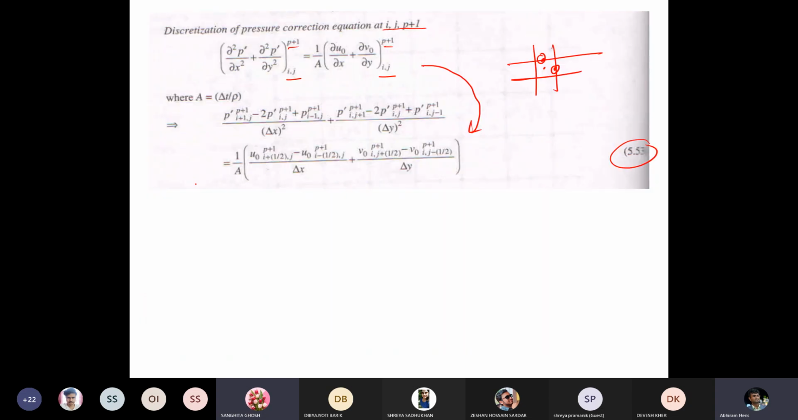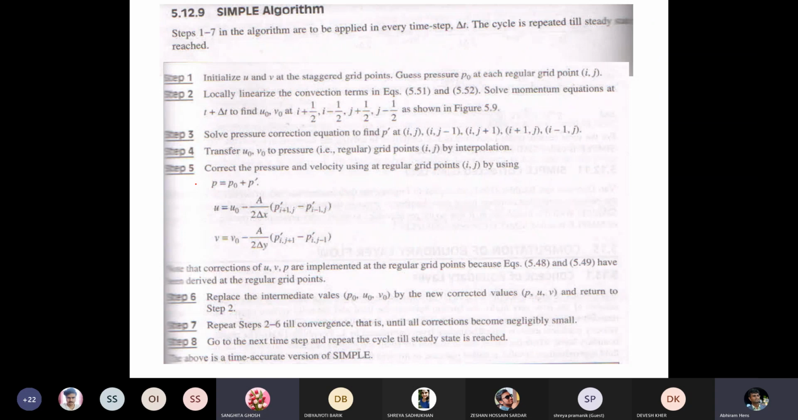Anyway, let us go to the SIMPLE algorithmic steps, which are much more important. Your equations are clear, I hope. You need to take the discretized form of x momentum, y momentum, and the pressure correction equation. So what will be step 1? Step 1 will be to initialize u and v at the staggered grid points.